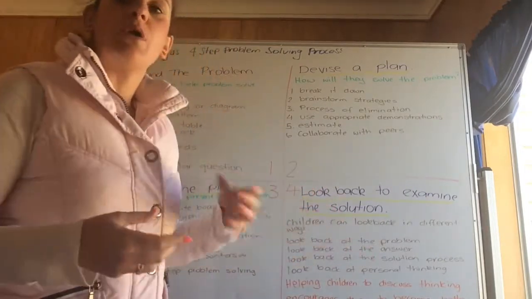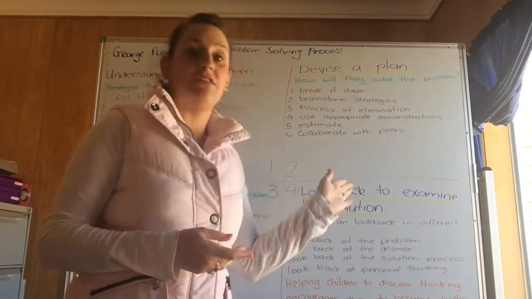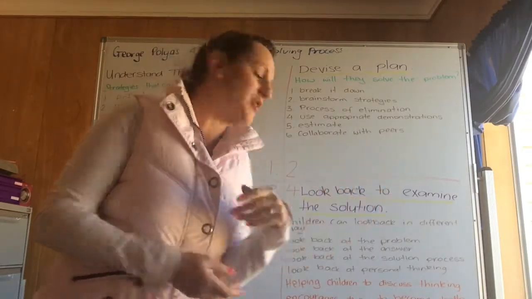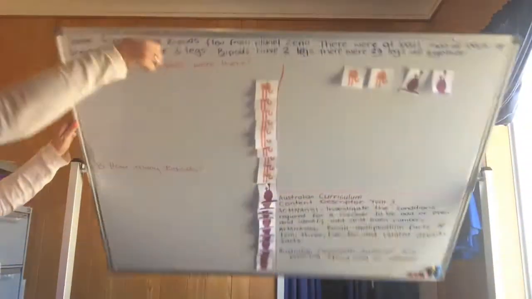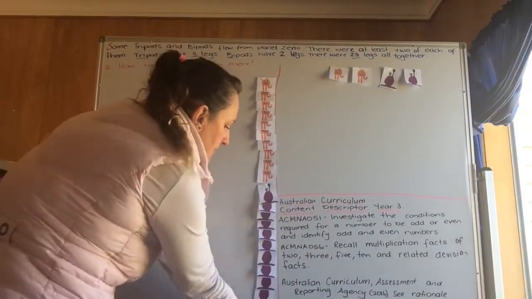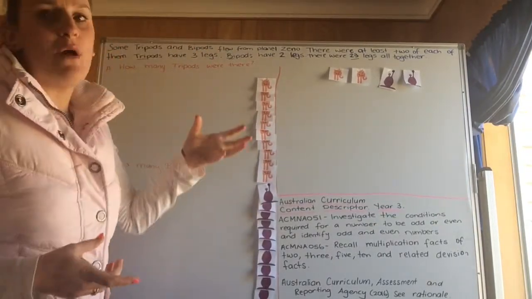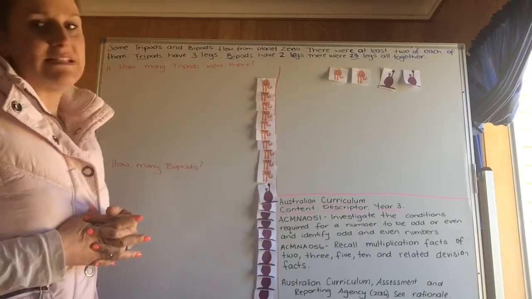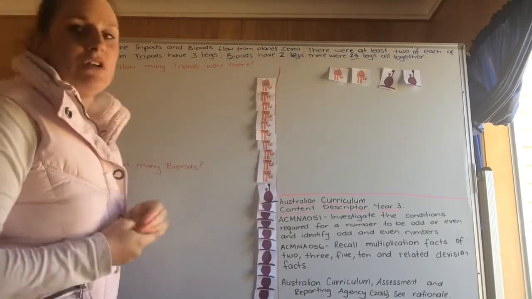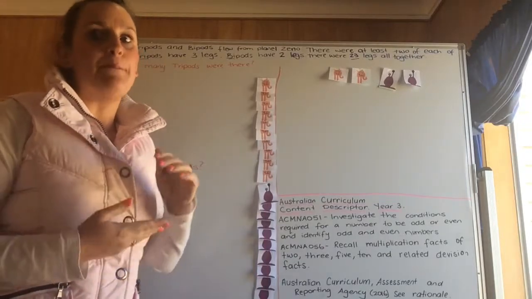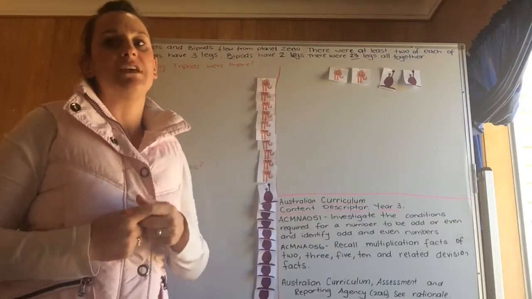So here goes, we're going to solve a problem today using this 4-stage problem solving method. Okay, so our problem today is some tripods and bipods flew in from the planet Zeno. There were at least 2 of each of them. Tripods have 3 legs and bipods have 2 legs. There were 23 legs altogether.